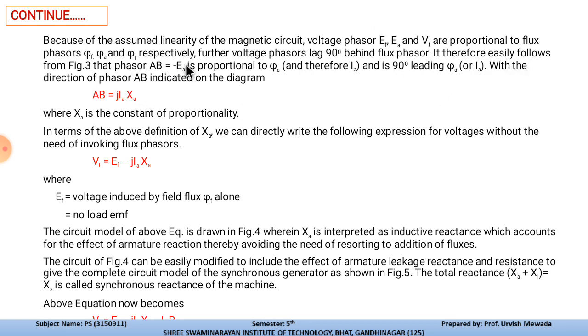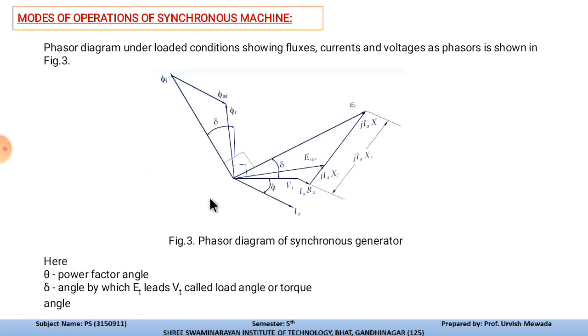Now from that figure, the phasor AB is equal to minus EA, so it is proportional to phi A. That is the proportionality between the flux and the terminal voltage. So EA is produced because of phi A, and therefore the current IA. It is 90 degrees leading phi A or IA, with the direction of the phasor AB indicated in the phasor diagram. From that we can write the equation AB is equal to jIA XA. This is jIA XA, or we can say X1, both are the same.